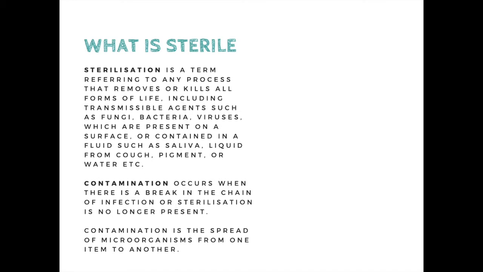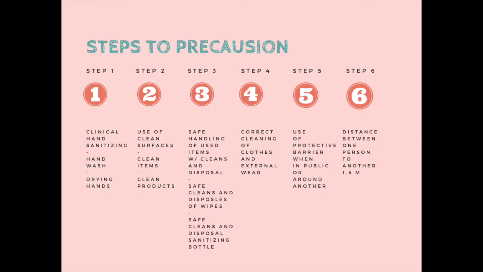So that is the overview of what is sterile and sterilization as an outline. Next, steps to the precaution. I have sectioned out steps into the precautions under 6 different steps. Step number 1, clinically clean your hands using hand sanitization, hand washing, and drying of the hands.